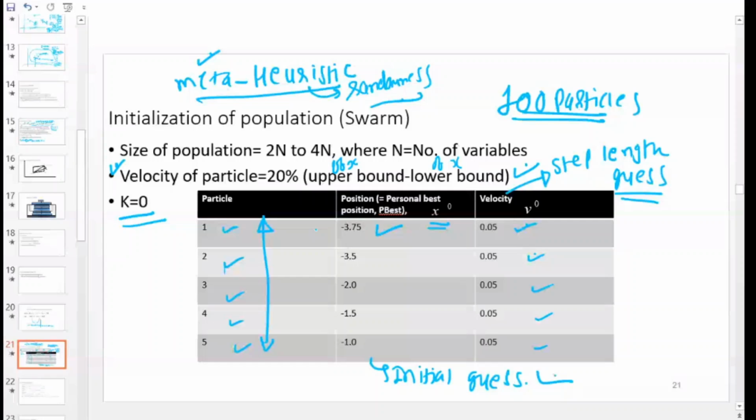Now, this is the 0th iteration. So x0 values are assumed. These x0 values are also called the personal best x values, the personal best position. Position means x values, or it is also called the p best values. Why? Because this is the 0th iteration, so the x values and the p best values are all the same, but in subsequent iterations they may change once we do the comparison, right?